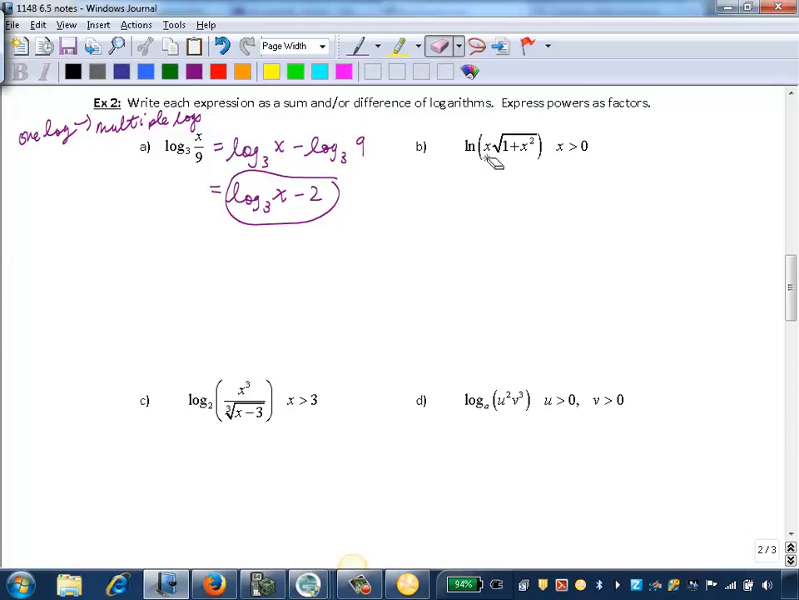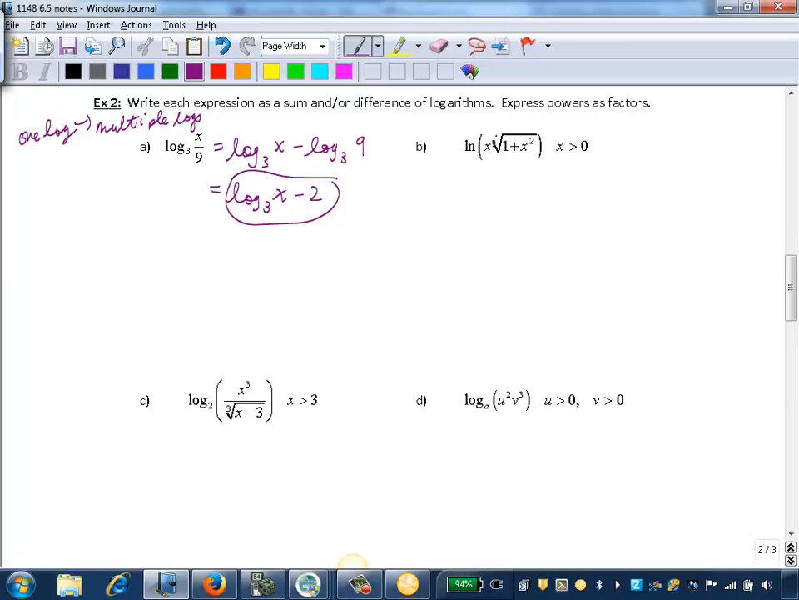We've got the natural log of the product, x radical 1 plus x squared. And notice they're just noting here, x has to be greater than 0. If you think about why, we've got to keep the argument, the thing we're taking the log of, greater than 0. So if we keep x greater than 0, it'll keep this product greater than 0. That doesn't have anything to do with simplifying this into a sum or difference. It's just a note there.